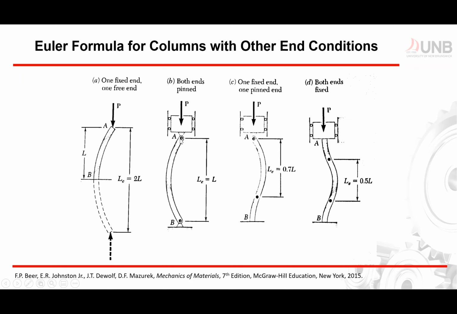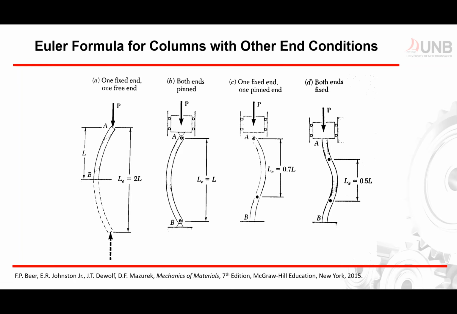If we have both pins, and this was our example during the previous lecture, the effective length is equal to the actual length of our column. Now we can also have one fixed end, which is B, and one pin end at A. If we have those connections, the effective length is equal to 0.7L. And if we have fixed ends for both A and B, we have an effective length of 0.5L.